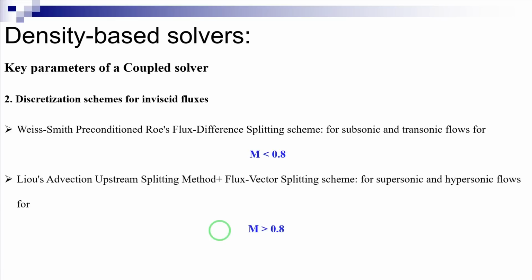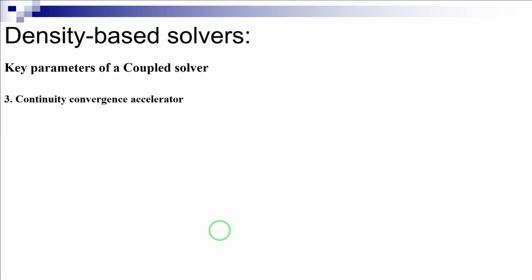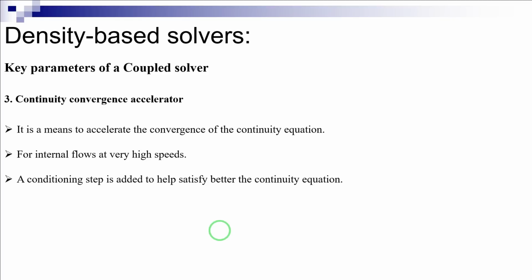Continuity convergence accelerator. The coupled solvers have an option called continuity convergence accelerator, which, as its name implies, is a means to accelerate the convergence of the continuity equation. This option is especially helpful in the case of internal flows at very high speeds. When this option is used, we actually add a conditioning step to help satisfy the continuity equation better.